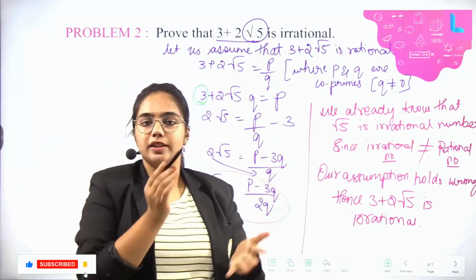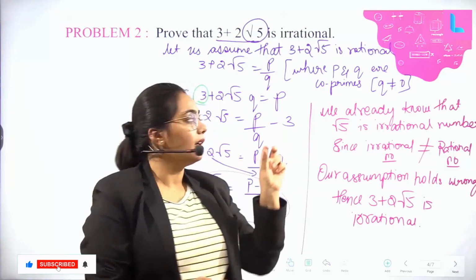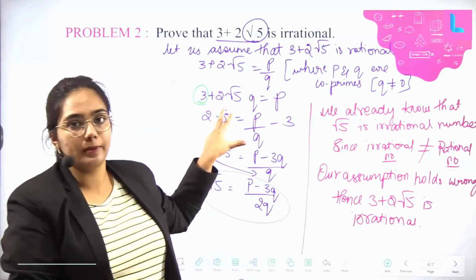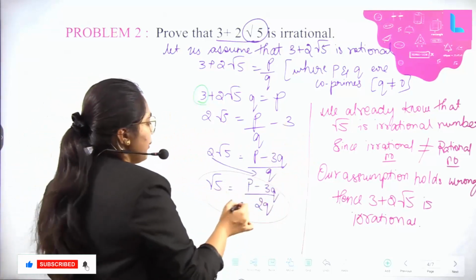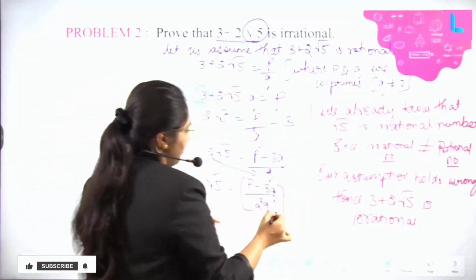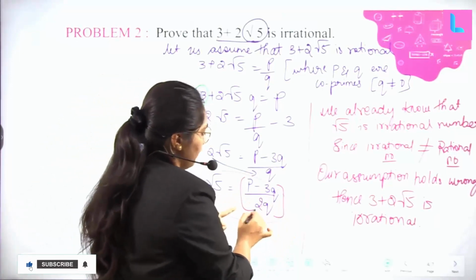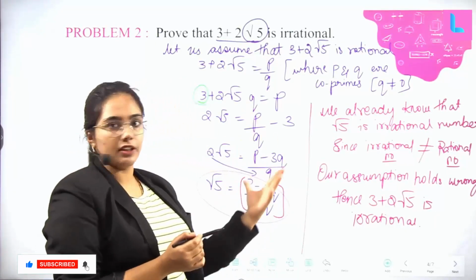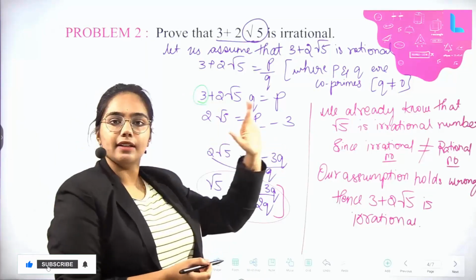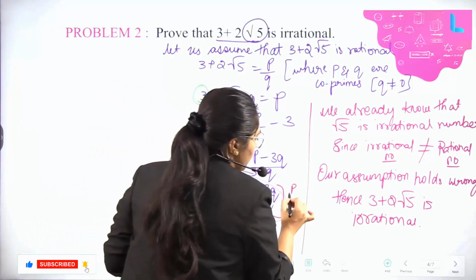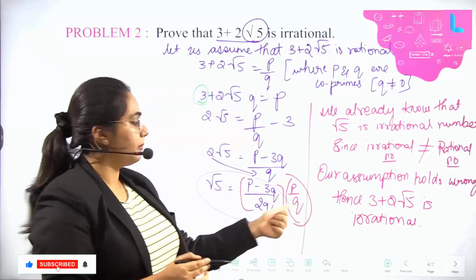Make sure that towards your left hand side you'll be having only the irrational number, that is, whatever you have within the root. Rest everything you just push to the other hand side. Once this is there in the P upon Q format, even though it is P minus 3Q upon 2Q, once you substitute whatever number you take, at the end of the day it will come as P upon Q format only. This P upon Q whole thing is a rational number.